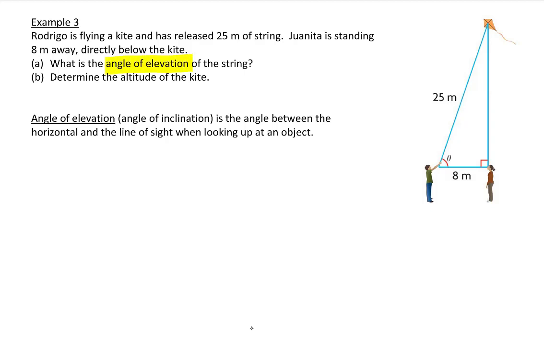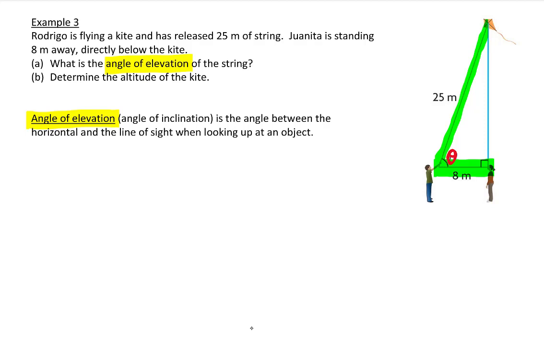And this might be a new word. Angle of elevation is the angle between the horizontal line and the line of sight when looking up at an object. So here's the horizontal line, and here's the line looking up at the object. So the angle of elevation is this angle right here, theta. That's the angle we want to measure.